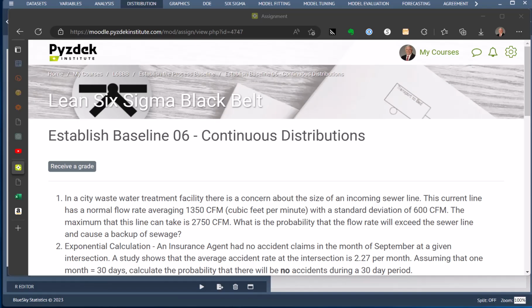So exercise number 1 involves a city water treatment facility. The current line has a normal flow rate of 1,350 cubic feet per minute with a standard deviation of 600 cubic feet per minute. The maximum the line can take is 2,750 cubic feet per minute. We want to know the probability that the flow rate will exceed the sewer line capacity and cause a backup of sewage. So we're going to assume this is normally distributed.